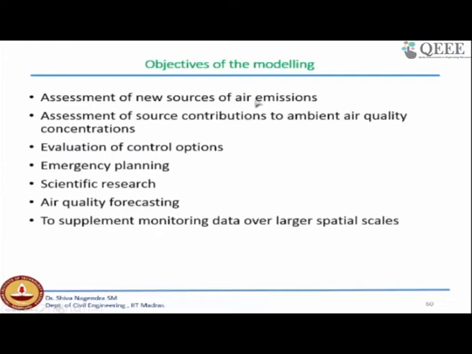Now the first question: why do we need to do modeling? So first, what is the benefit of modeling? Modeling helps in assessing new sources of air emissions, assessment of source contributions to the ambient air quality, then evaluation of control options, emergency planning, scientific research, and air quality forecasting to supplement monitoring data over large spatial scales.